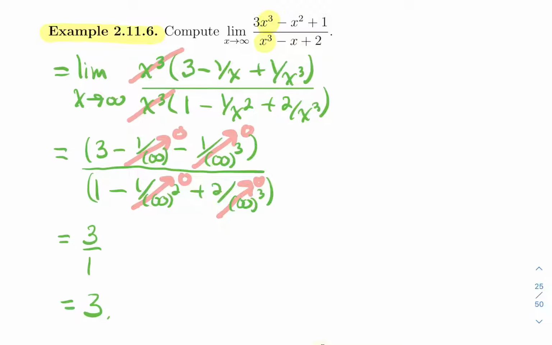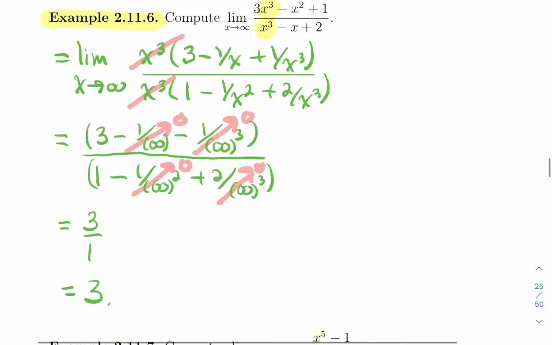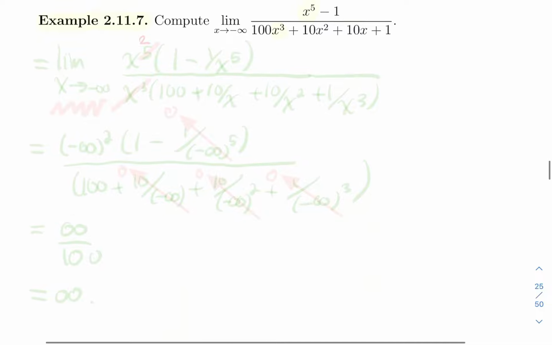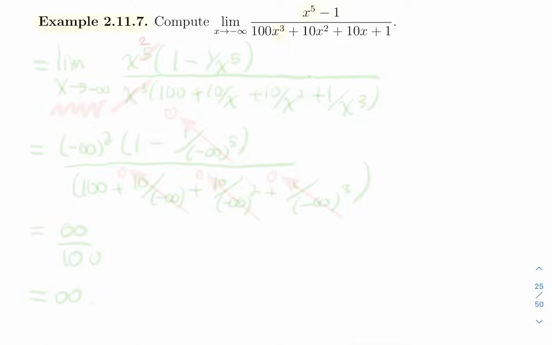Of course, you can talk about what this means for that function. It means this function has a horizontal asymptote on the rightmost side at y equals 3. But that's not the point of this question, but it will be at some point. All right, let's just do another example.